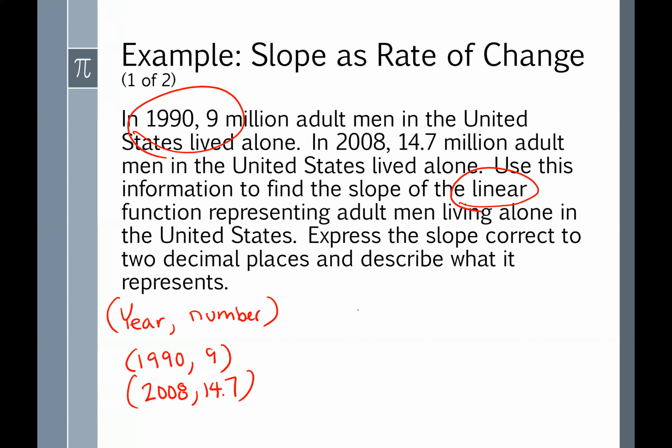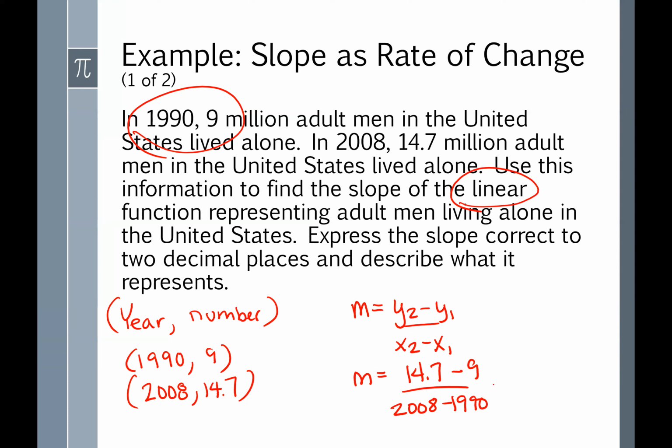So I can find the slope. Change in y over change in x. I think that's 5.7 over 20, and I get 0.32. Okay, what's that mean?